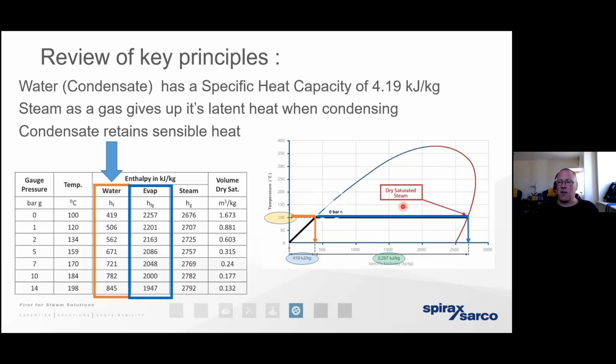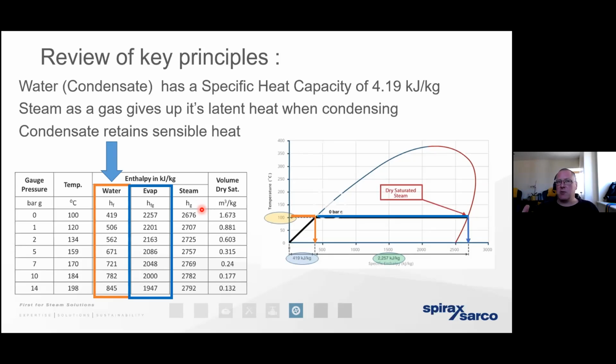So first of all, that term saturated, it means the steam's saturated with energy. The steam cannot contain any more energy than 2,676 kilojoules in the example of 0 bar gauge. Can't contain any more. And dry, well, it means that there's no moisture entrained within the steam. The steam is fully dry. It's got a dryness value of 1 or 100%, for example.